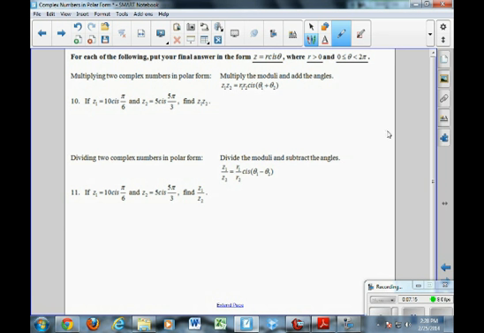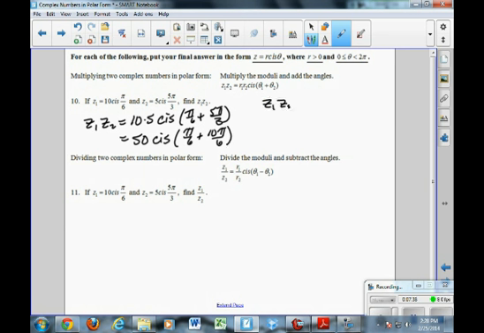So we just do z1 z2 is equal to 10 times 5 cis of pi over 6 plus 5 pi over 3. And that's 50 cis, and that's pi over 6 plus 10 pi over 6, if you put those into a common denominator, or 11 pi over 6. So the answer is z1 z2 is equal to 50 cis 11 pi over 6.